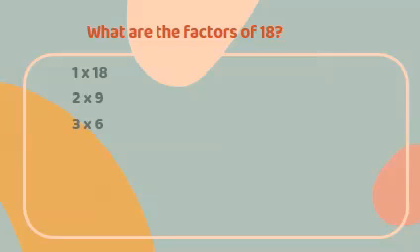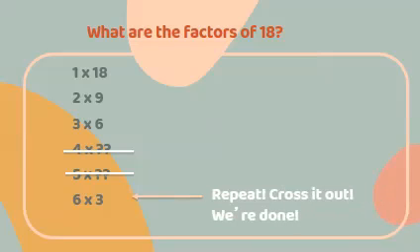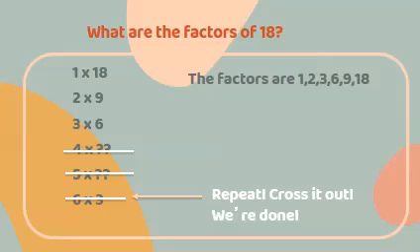Now 4. Is there a number you multiply by 4 to get 18? No. So you cross out and you continue. 5. Also, there is no number you multiply by 5 to get 18, so you cross out the 5. Now 6. Yes, 6 is a factor, but it's a repetition because we already have 3 times 6. So we cross it out and we are done. So the factors of 18 are 1, 2, 3, 6, 9, and 18. Don't forget to put them from the least to the greatest.